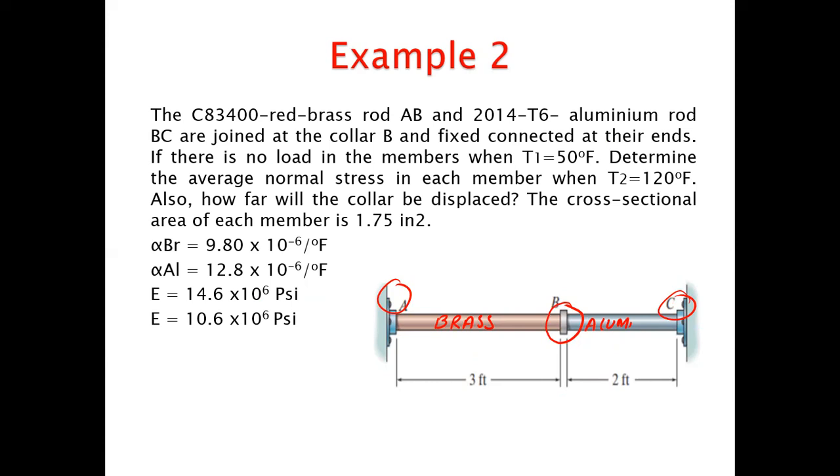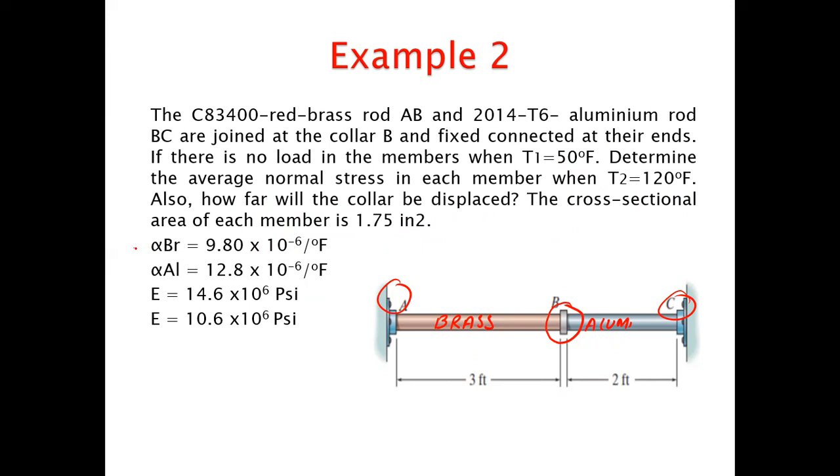When there is no load in the member, when T1 equals 50 degrees Fahrenheit, determine the average normal stress in each member when T2 is 120 degrees Fahrenheit. So this is the initial temperature, this is the final temperature. Also, how far will the collar be displaced? The cross-sectional area of each member is 1.75 inches squared.